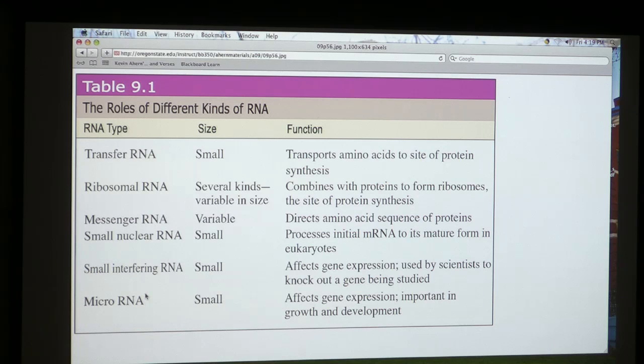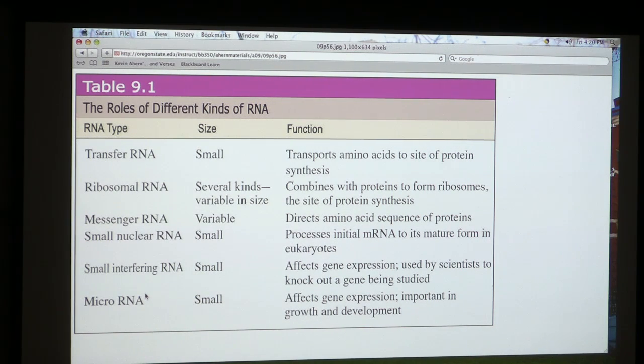We'll talk about that. Transfer RNA, in fact, all three of these RNAs, transfer, ribosomal, and messenger, are necessary for making proteins. So transfer RNA is carrying the amino acids to the place where the protein is being made.